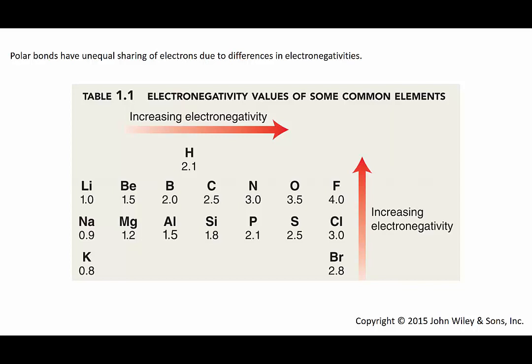As an example, fluorine has the highest electronegativity of 4. It's going to pull electron density towards it. Meanwhile, the metals like lithium and sodium and potassium have a weaker pull on electron density when in a bond. That's why they're often found in ionic bonds.